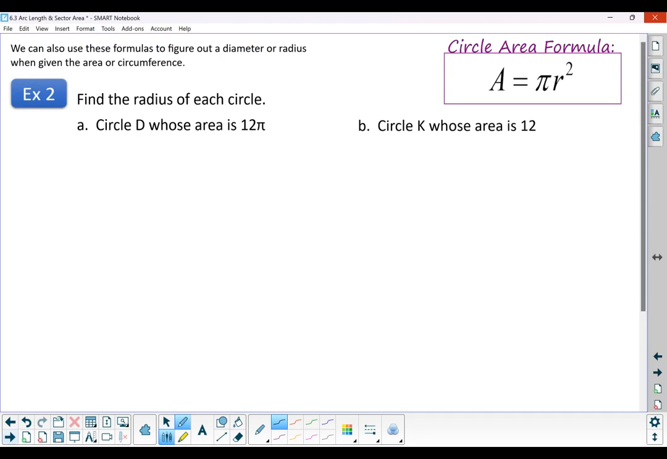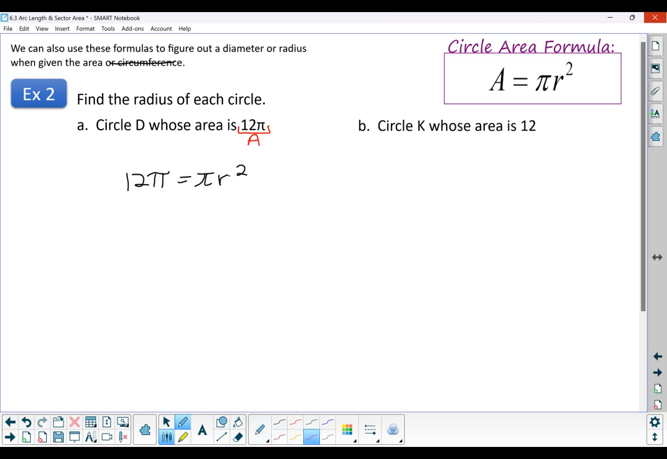So we can also use these formulas to figure out the diameter or radius of a circle if you're given the area. So the first circle we're going to find the radius of has an area of 12 pi, and the second circle has an area of 12. So in both of these cases, what we're given is the area. So the area 12 pi is equal to pi times the radius squared. We want to solve for r here.